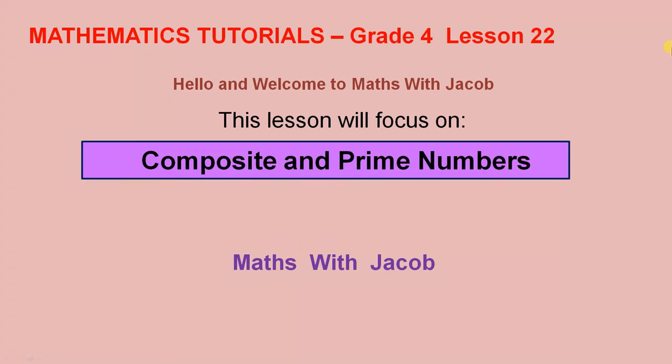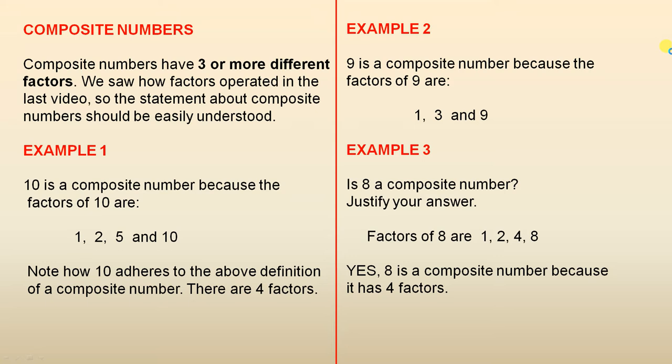This lesson will focus on composite and prime numbers. Composite numbers. Composite numbers have three or more different factors. We saw how factors operated in the last video, so the statement about composite numbers should be easily understood.